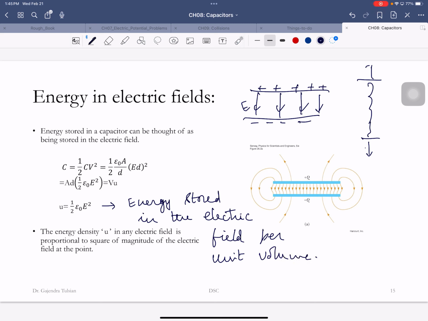Okay. And you'll see a similar formula when we start talking about magnetic fields. When you create magnetic fields by passing currents, you can store energy in magnetic fields as well. And when you get a radio signal, what you're getting is an electromagnetic wave, a wave that has both electric and magnetic field, and that's bringing you energy. Okay? So you are storing energy in the electric field that you created.